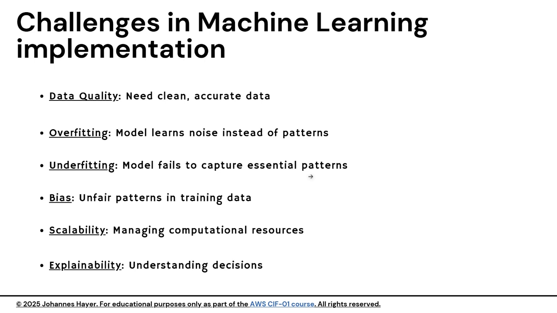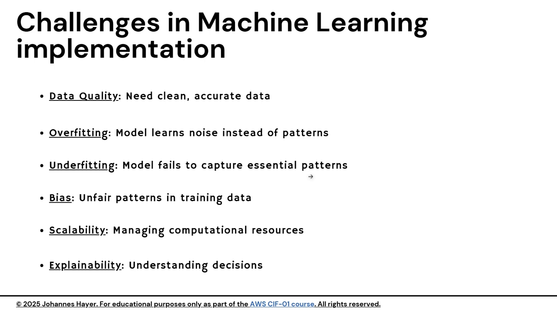Explainability is becoming increasingly important. We need to understand why our models make certain decisions, especially in sensitive areas like healthcare or finance. It's not enough for a model to be accurate, we need to know how it arrives at its conclusion.